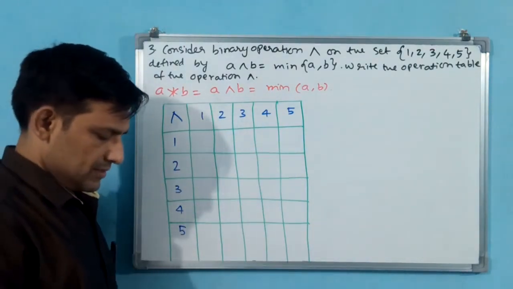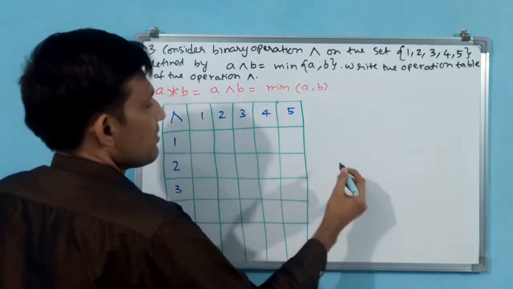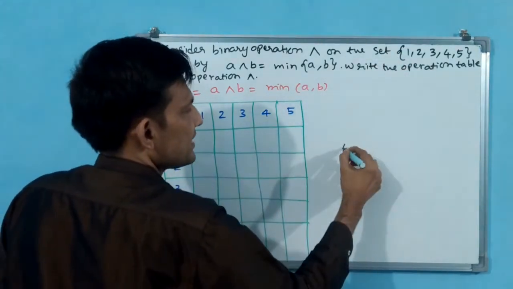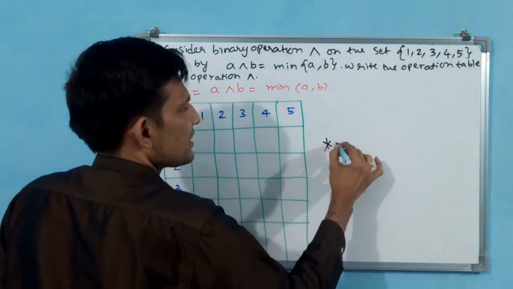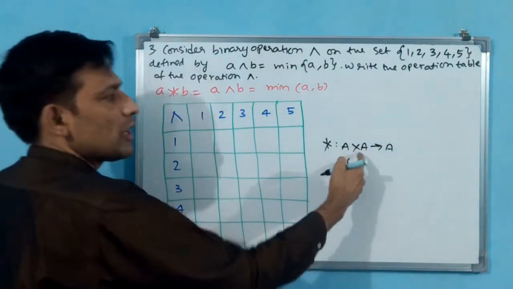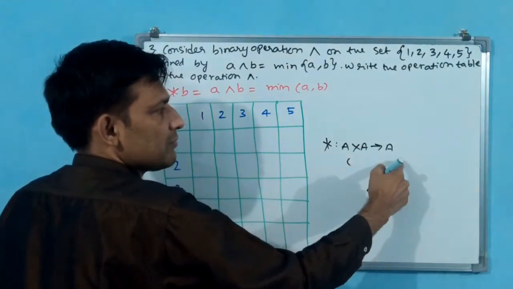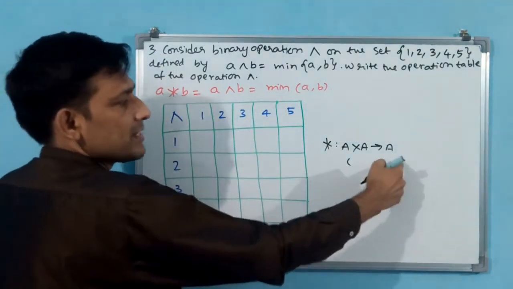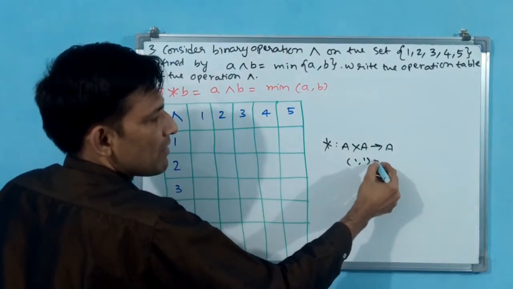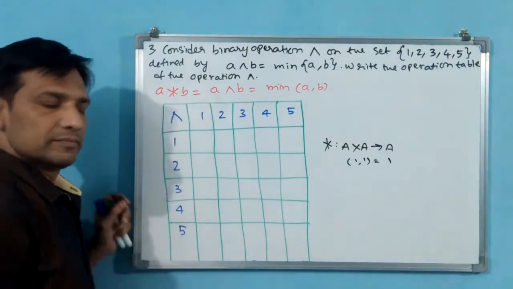How to fill? See, if this is the set A, the operation is A cross A to A. That means you have to take 2 elements from this set only, and one element, the result, will come. One element you have to keep here. That is the result. Now you take 1 1. Then 1 1, what will come? 1 only will come.